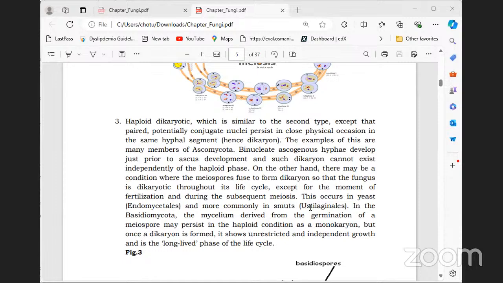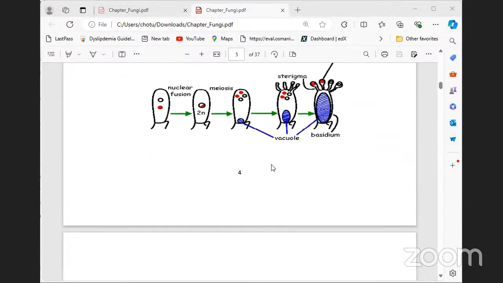In the Basidiomycotina, the mycelium derived from the germination of meiospores may persist in the haploid condition as a monokaryon. But once a dikaryon is formed, it shows unrestricted independent growth. That's why this life cycle is called the long-lived phase of the life cycle. The second one is called the long-lived phase of the life cycle. Coming to the third one.